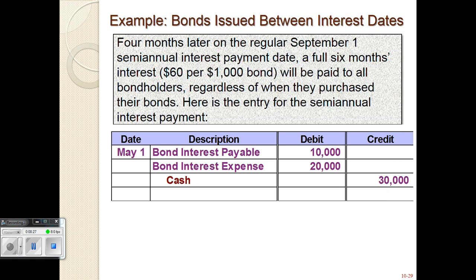Okay. Then notice what happens on September 1st when they owe you the interest. The cash that's going to go out is 30. The bond interest payable will be 10 grand, and the bond interest expense will be 20 grand. So you will have earned interest for the 4 months that you owned it, but you will not have earned interest for the 2 months that you didn't. So you're paying the 10 grand to them up front, and in 4 months they're paying you back the 30 grand, which is 10 grand of your own money plus 20 grand for the interest. And that ensures that you earned interest only for the actual amount of time you owned the bond, and it makes sure that the company only pays interest for the amount of time that they actually borrowed the money.